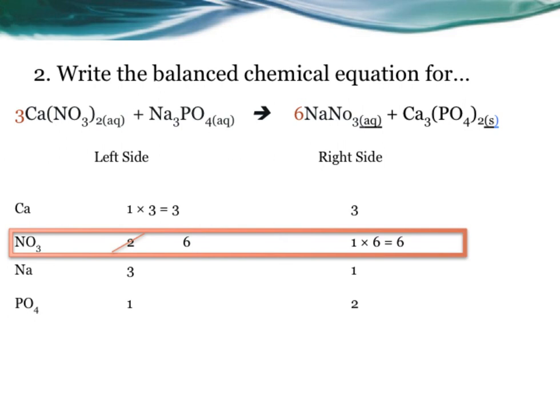Now let's balance the nitrates. What can we do to balance the nitrates on the right side? That's right, we can multiply the 1 by 6. Don't forget to place the 6 before sodium nitrate.